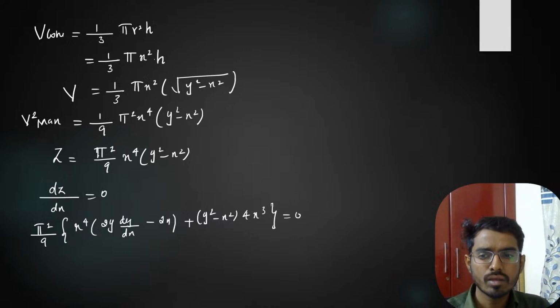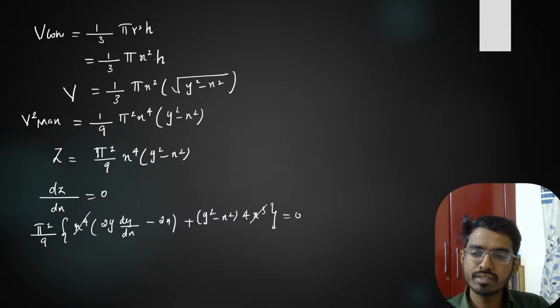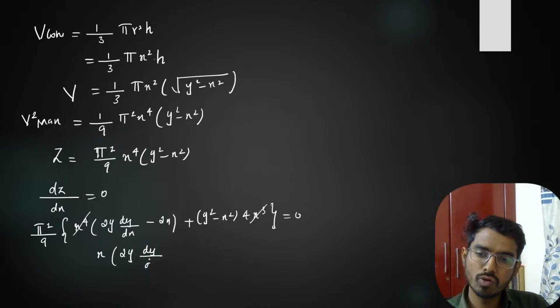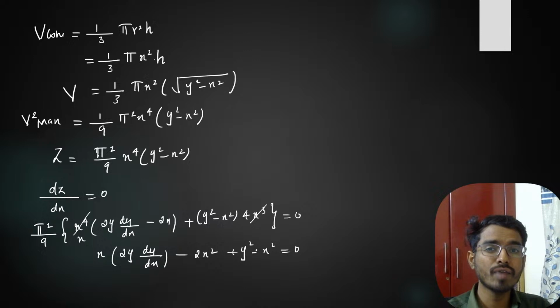Is it clear? Just differentiating using the product rule. So pi square again I can neglect. x cube I can take outside, so one x will be here. So x into (2y dy by dx minus 2x square). One x will be here, so x into this, and here we will have 4 times (y square minus x square) is equal to 0. I'm just trying to find the critical points, right? Okay.